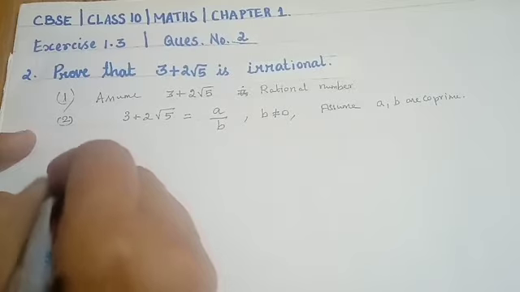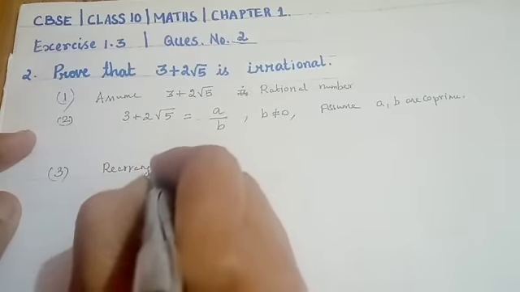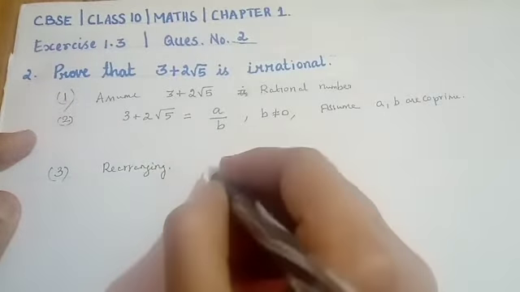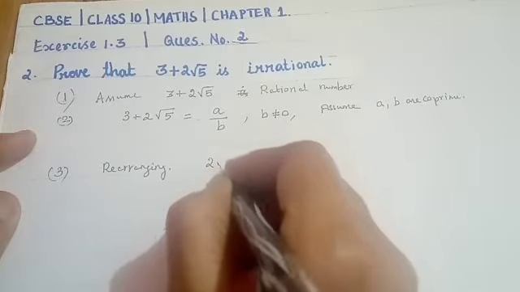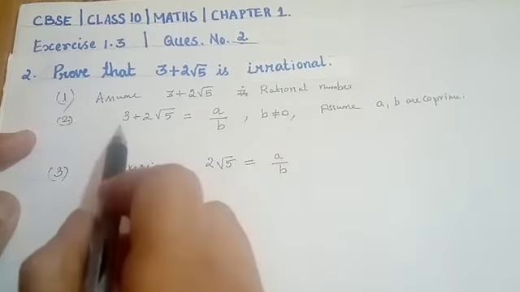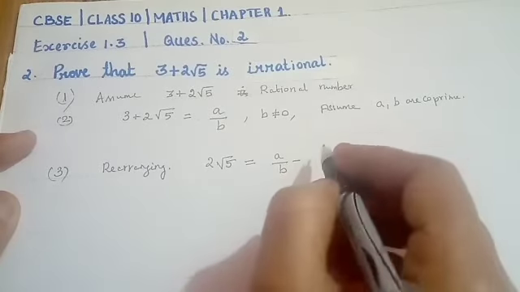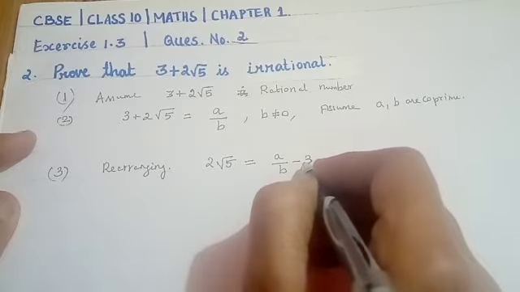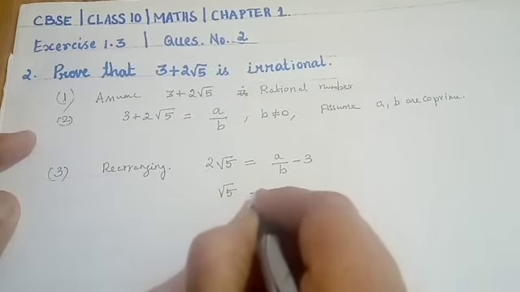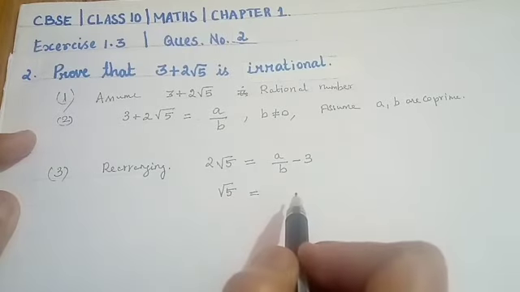So third step is rearranging this equation. You will get 2 root 5 equal to a by b minus 3. You take 3 to the right side. Therefore, plus 3 becomes minus 3. Then you keep 2 root 5 on the left side and take 2 to the right side.